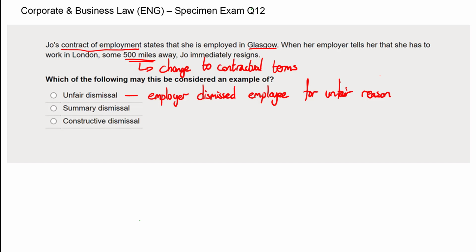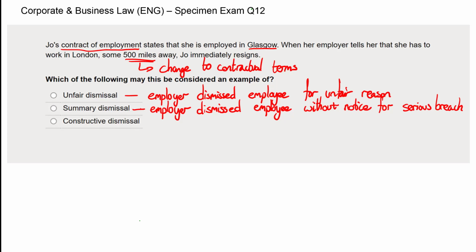Unfair dismissal is when an employer dismisses an employee for an unfair reason. And that could include things like dismissal for pregnancy, maternity, jury service. Those are examples of things that would be automatically unfair reasons for dismissal. But that's obviously not happened here.